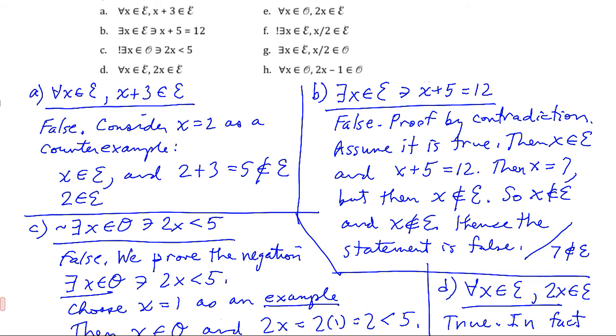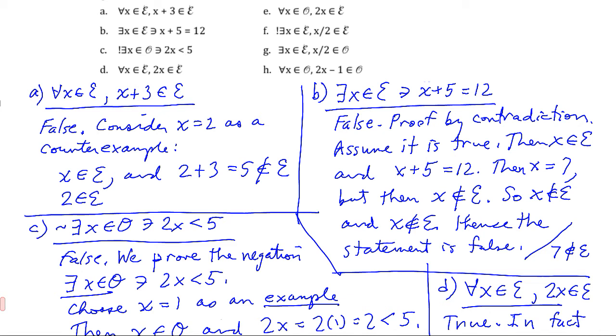For part B, it says there is some even integer x such that x plus 5 is 12. Well, I know the only integer that satisfies x plus 5 is 12 is 7, and 7 is not even. You might be tempted to write 7 is not even as your proof, but I want to see more than that in a proof like this, and we're going to prove this false by contradiction. We're going to assume it's true and show that we can come up with a contradiction.